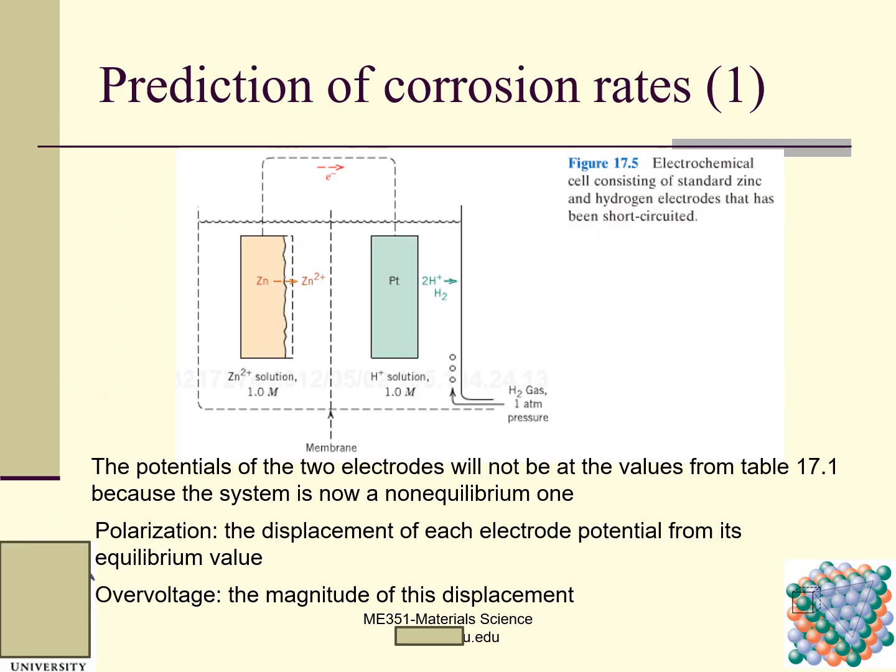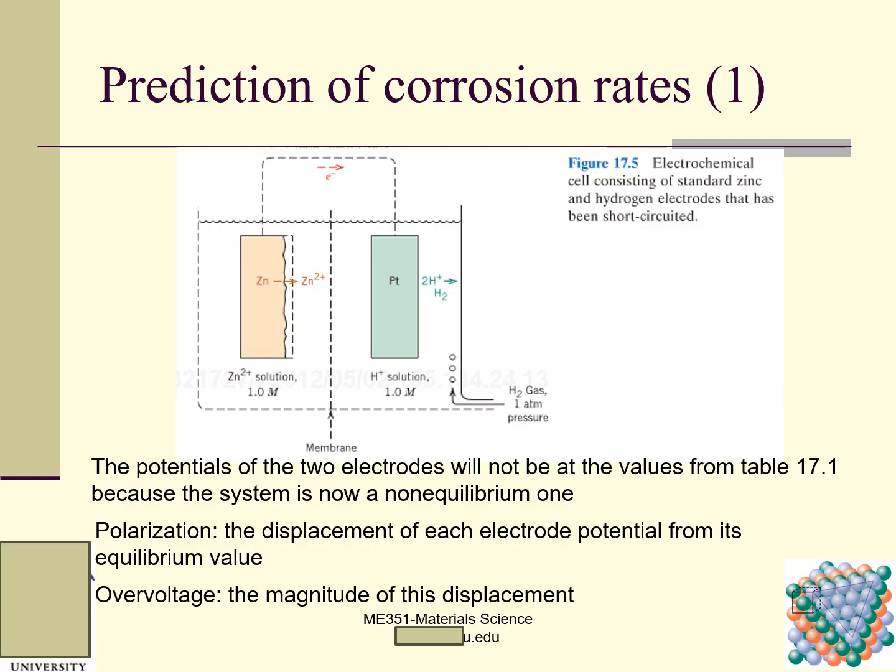So, prediction of corrosion rates: how can we predict the corrosion rates? This is very, very important. If we can predict the corrosion rates, we can do something to make these corrosion rates smaller and smaller. Maybe you can make it zero if it's possible, and so eliminate the corrosion. That is the ideal case, but usually it's very, very difficult to achieve.